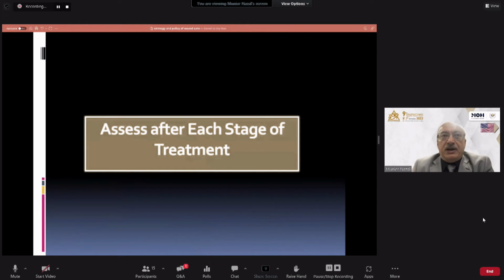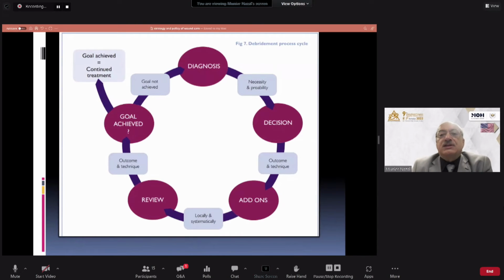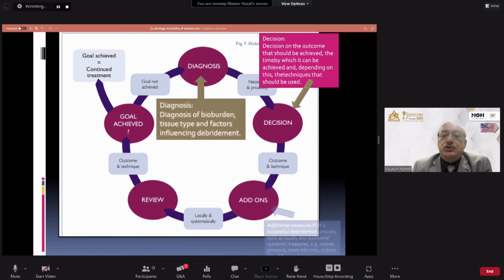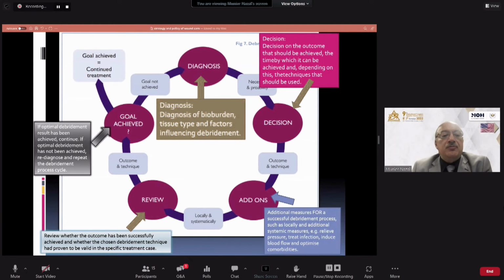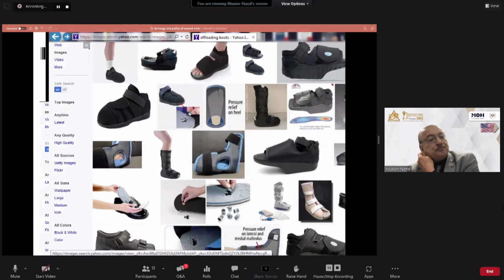After each stage of management, the next principle is to evaluate the patient after each stage. For example, after diagnosis, you need to review the necessity decision, add-ons, and goal achievement. So after each stage, you need to make sure you have served the patient in a way that doesn't cost him a lot of money, with better healing and less stress for them. Offloading: none of the physicians, other than those specialized in offloading, will know all those boots.